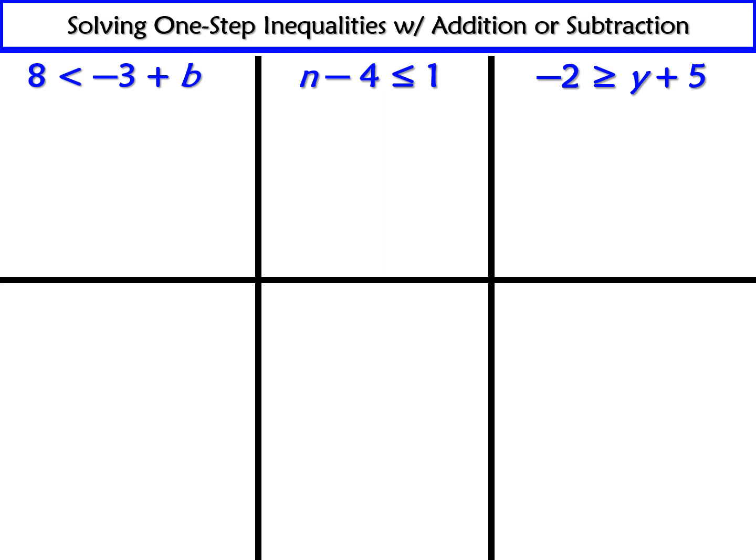Hi, this is Mr. Hood, and we're going to solve some one-step inequalities, then plot the solutions on a number line. Let's take a look at that first one. 8 is less than -3 plus b.